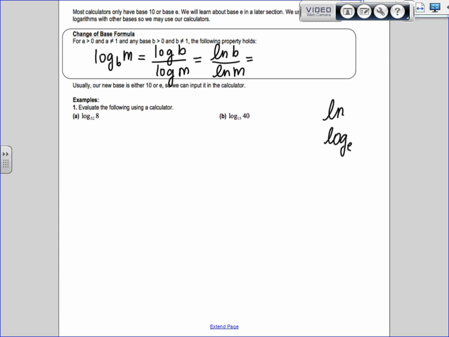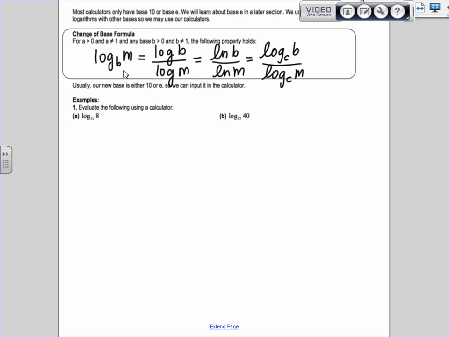But I could change it to really anything that I want. It could be log base c of b over log base c of m. It doesn't have to be anything. It can be whatever base that I want. Does this kind of make sense? Okay. We'll explain more about why this works tomorrow when we solve log equations.